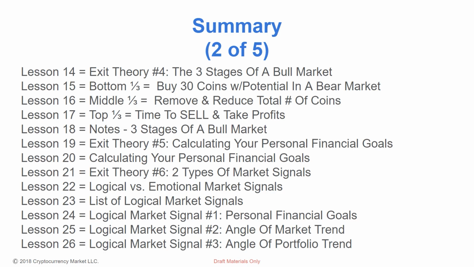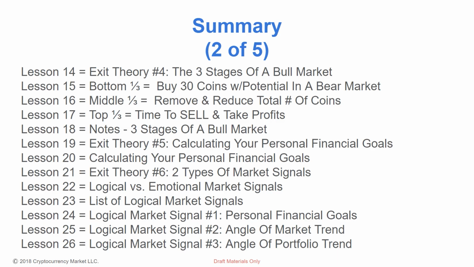or an idea of where you want to go, it's really hard for anyone to help you, and it's really hard for you to make adjustments, and it's really hard for you to determine if what you're doing is efficient or not. Exit theory number 6 is where I share with you guys the two types of market signals, the logical versus the emotional market signals.